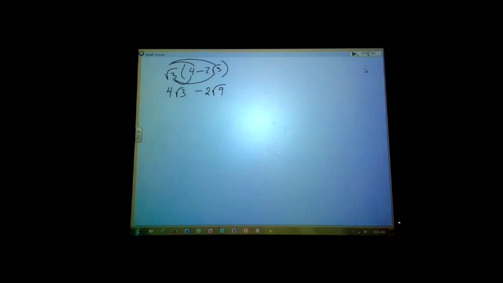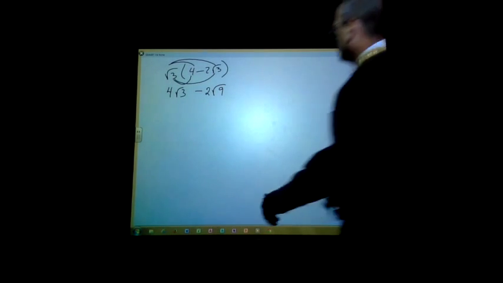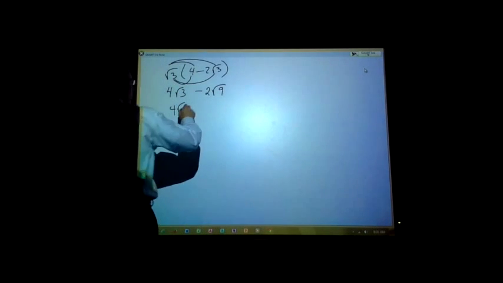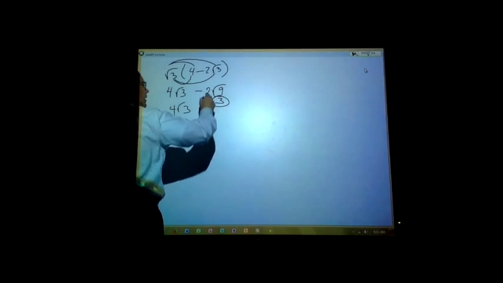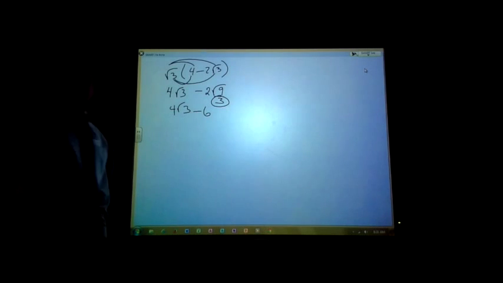Okay, coming over here, going and back. What's root 9? 3. So this is staying as is. That becomes a 3. So I get this. Angelo, is that answer done? 4 root 3 minus 6?